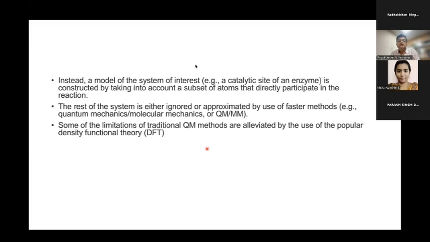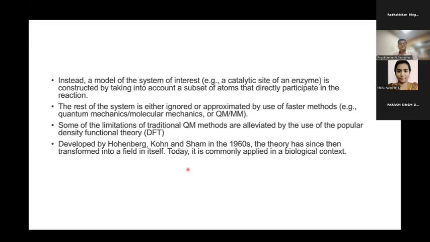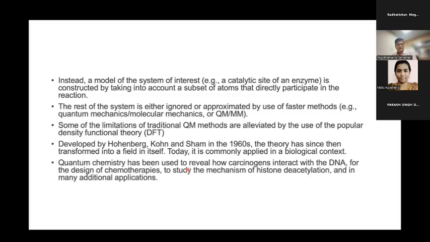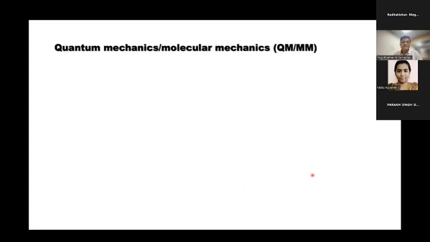Okay, so DFT is a technique that is very commonly used. It was developed by Hohenberg, Kohn, and Sham in the 1960s, which has transformed quantum mechanics, and it's very common to apply in a biological context. For example, as I said, carcinogens interacting with DNA, for chemotherapy, or to study the mechanism of histone deacetylation and other applications. Then there is the hybrid method, quantum mechanics/molecular mechanics, QM/MM.